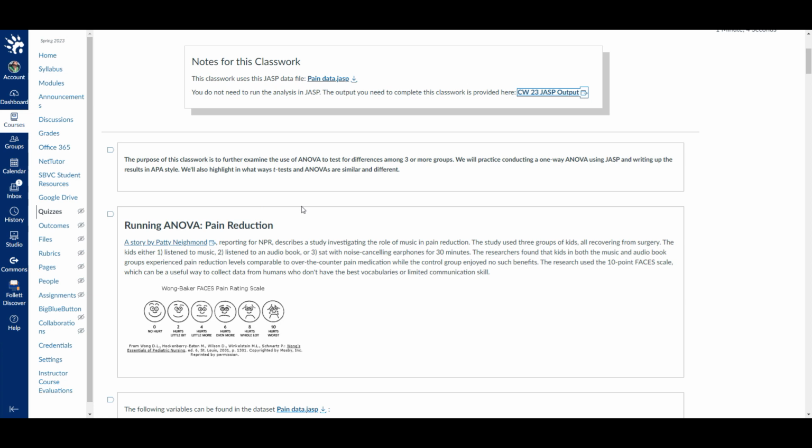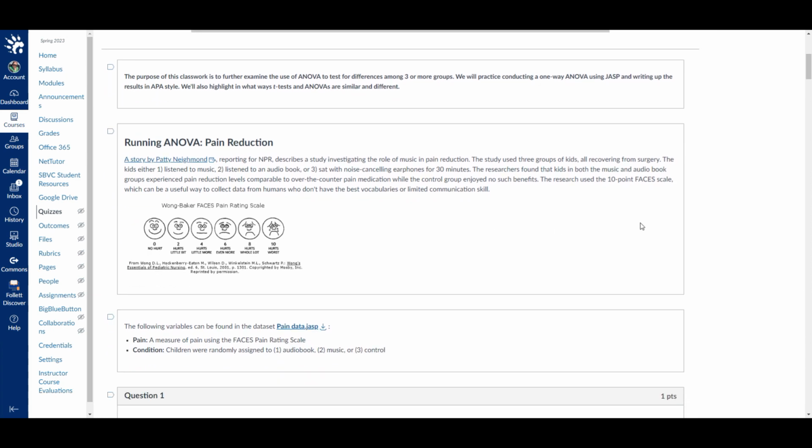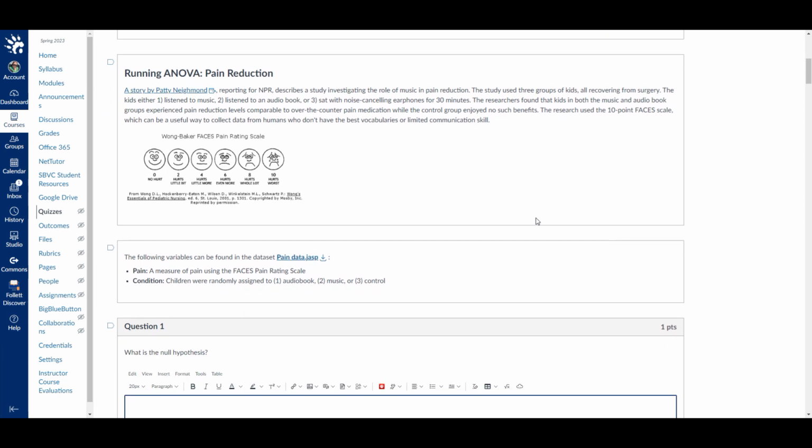Now, the purpose of this classwork is to further examine the use of ANOVA to test for differences among 3 or more groups. We'll practice conducting a one-way ANOVA using JASP and writing up those results in APA style. We'll also highlight in what ways t-tests and ANOVAs are similar and different. So our example we'll be running is regarding pain reduction.